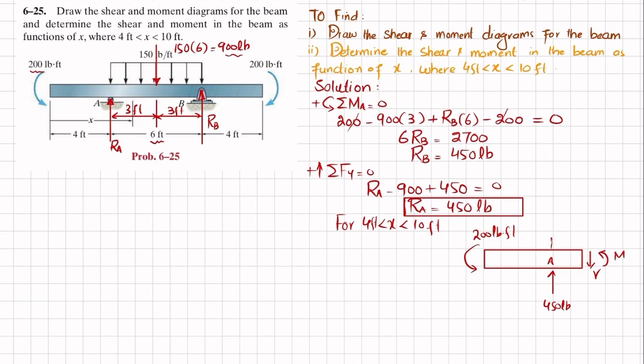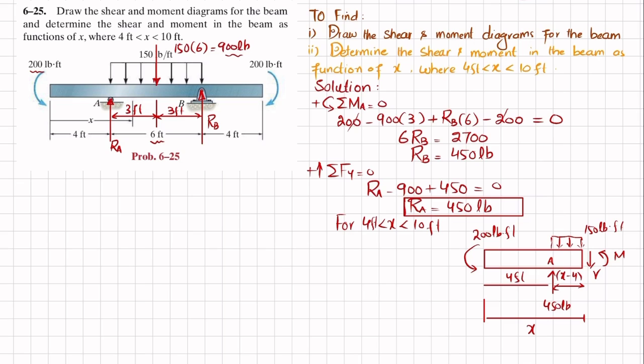From this point A, we have a uniformly distributed load till the end, and this uniformly distributed load is 150 pounds per foot. The total length from this till this distance is x. So for the remaining distance, you can see this distance is 4 feet. So this remaining distance will be x minus 4 feet. Okay.